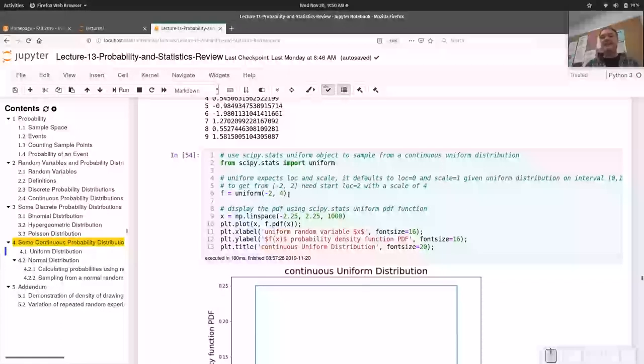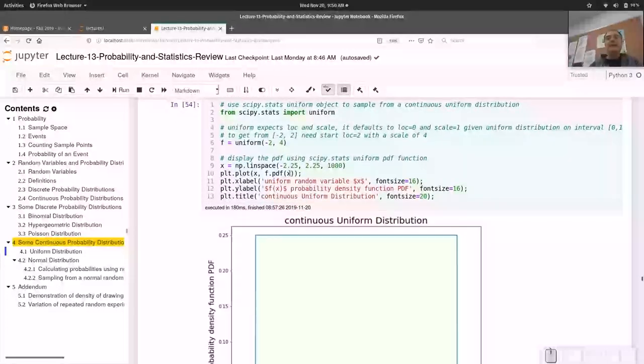It doesn't take the beginning and the end of the interval. It takes the beginning and then the width of the interval. So it's just kind of a detail. But if I want from negative 2 to 2, I say begin at negative 2 and have a width, or what it calls a scale, of 4. So that gives you the same one.